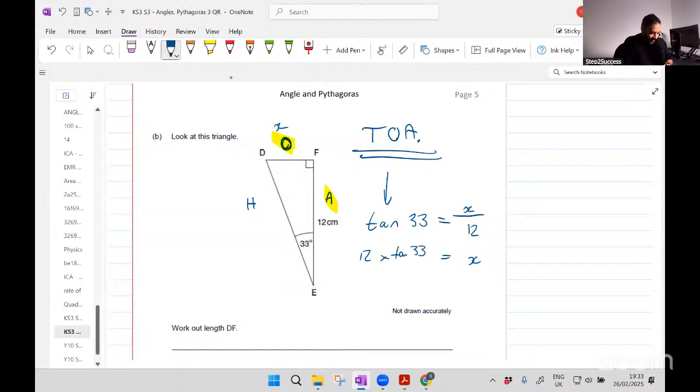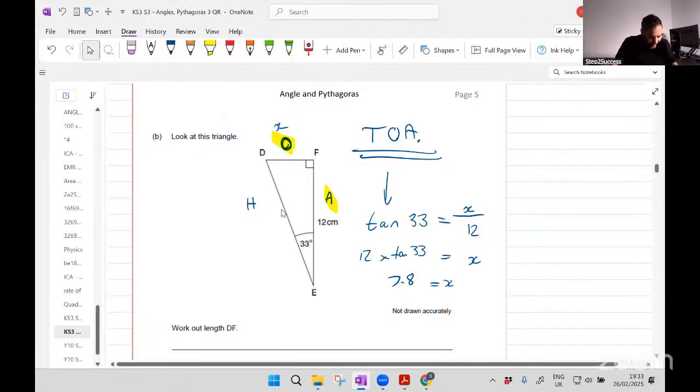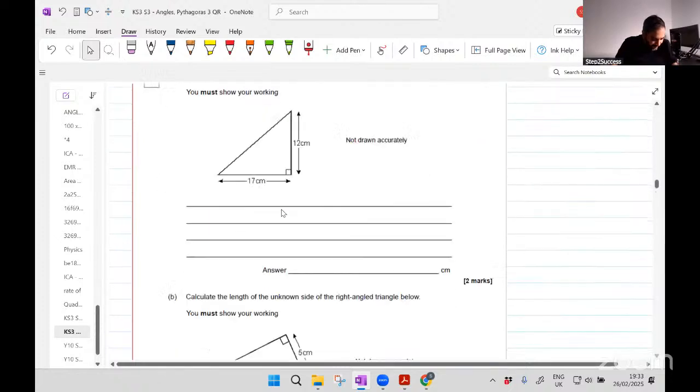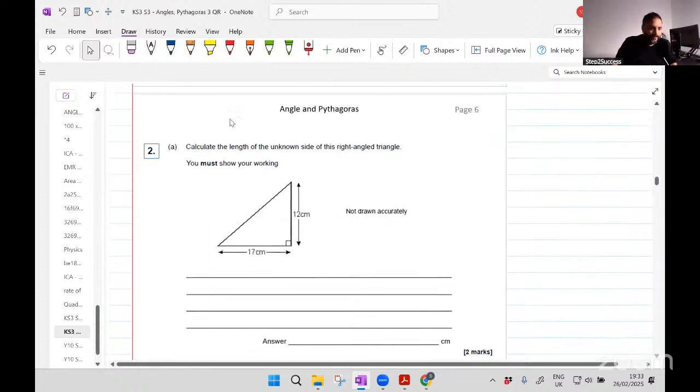12 times tan 33 is something you do on the calculator, and it gives you 7.8. The answer to this question is 7.8. You could not do that based on what you would have learned in the lesson. It's just ended up in this paper by accident. That's why you couldn't do it. So don't worry about it.